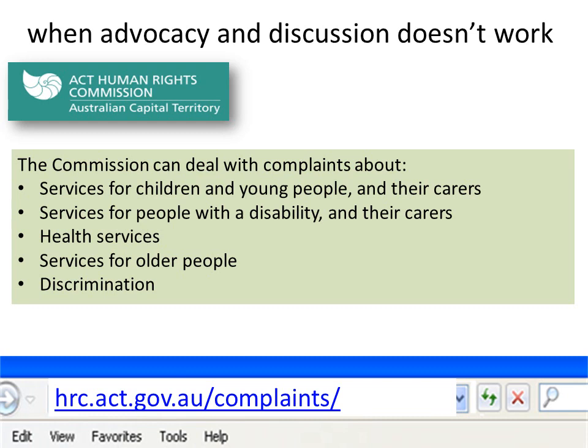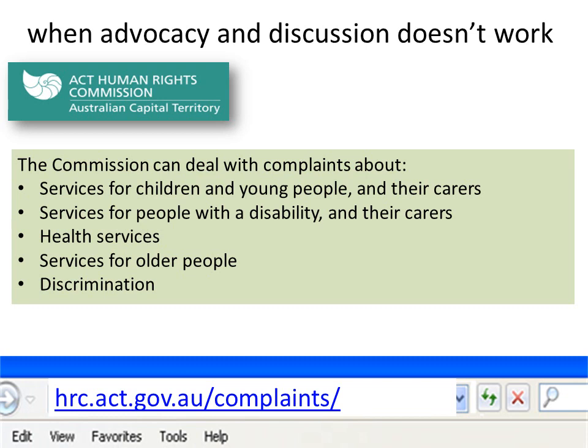This commission can deal with complaints about services for children and young people and for their carers, or services for people with a disability and their carers, health services, services for older people, discrimination. So it's an ACT local one. They have something similar in New South Wales, but it's got a different name. So that's most of the services that we're going to be dealing with as community services workers. So that's kind of handy.